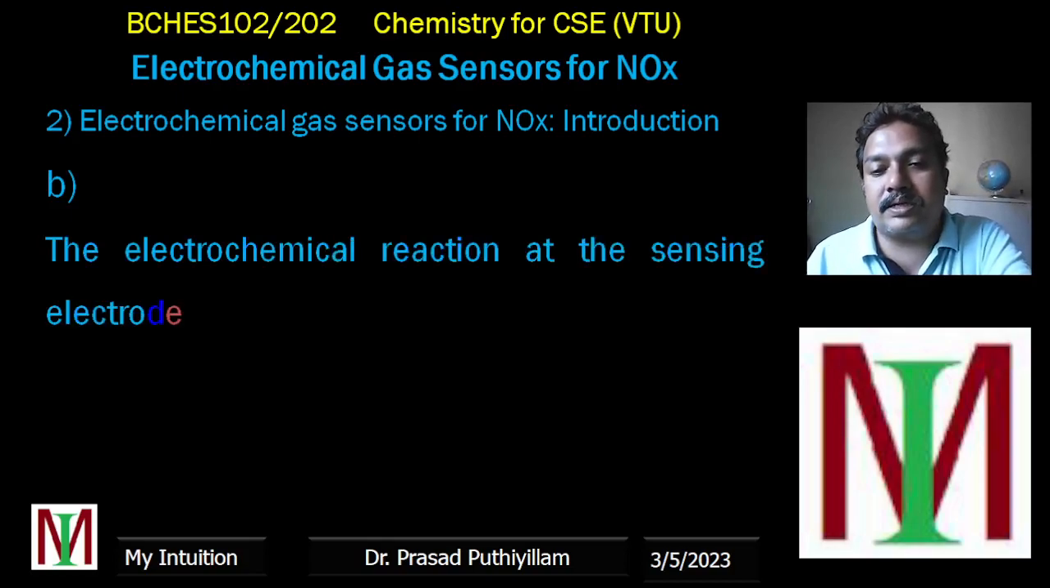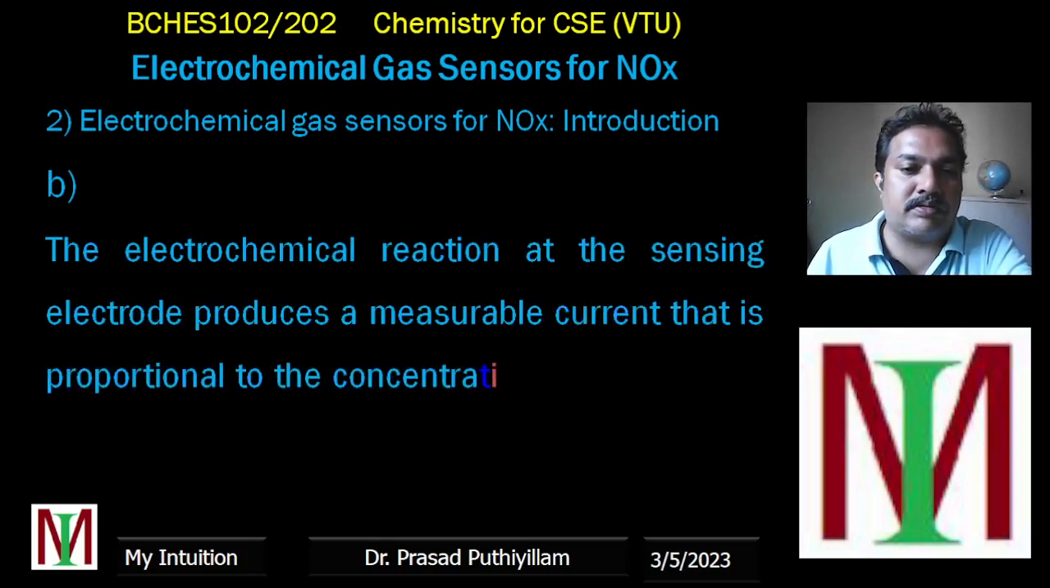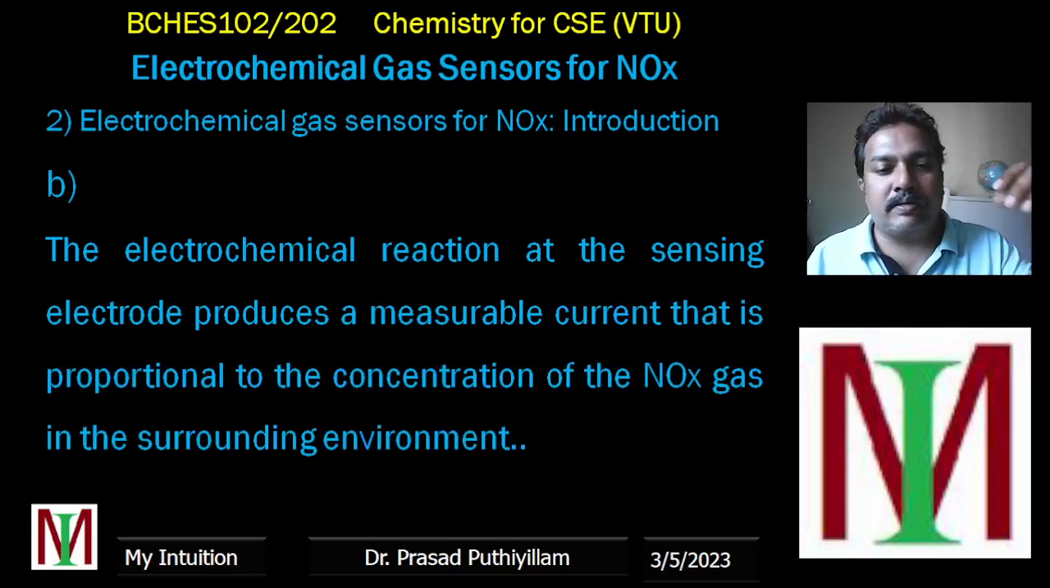The electrochemical reaction at the sensing electrode produces a measurable current which is proportional to the concentration of the NOx gas in the surrounding environment.